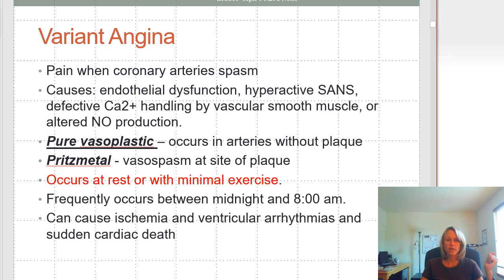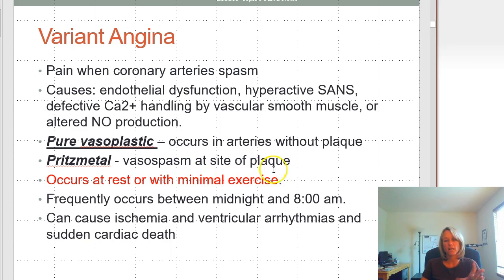Variant angina occurs when the coronary arteries constrict or spasm. And there's a variety of things that are thought to be involved, such as endothelial dysfunction or altered nitric oxide production. There are two types. There's the pure vasospastic, and that's just simply vasospasm that occurs in coronary arteries that don't have plaque. And then there's the one where we have vasospasm on top of plaque.